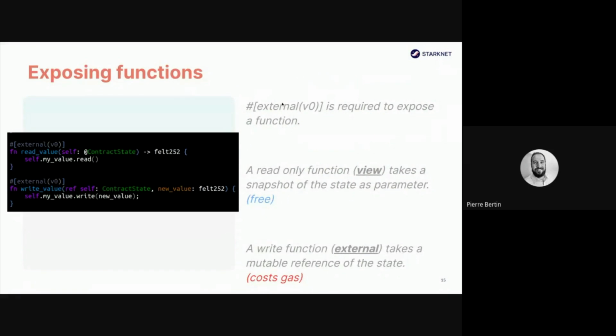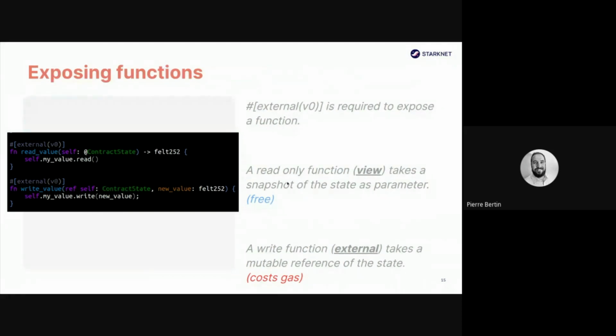What is important here is that external_v0 is required to expose a function. This may seem weird, but as Cairo is growing and changing, this attribute is here for backward compatibility when Cairo evolves, and also for declaring that the function can be exposed. So we will perhaps have different versions in the future, but for now, just take into account that you have to put external_v0 and it will be able to externalize your function.